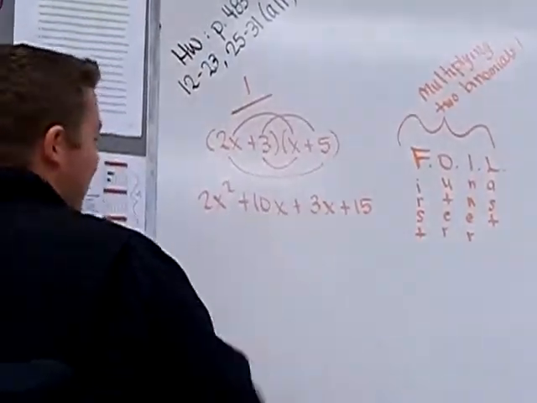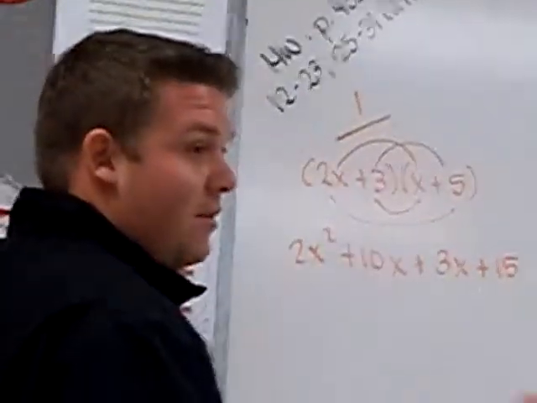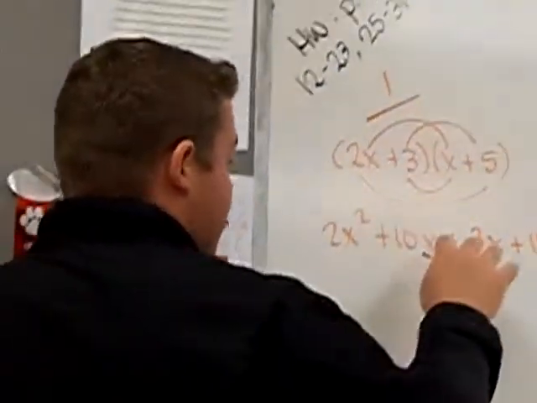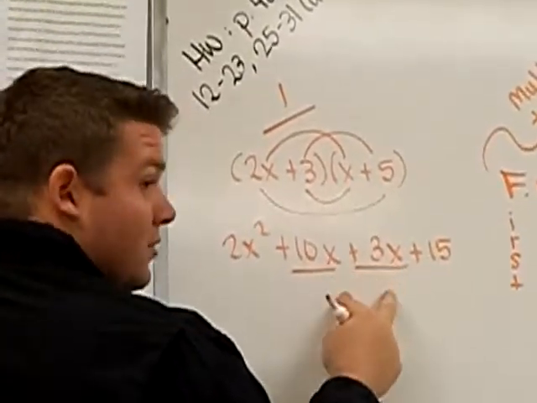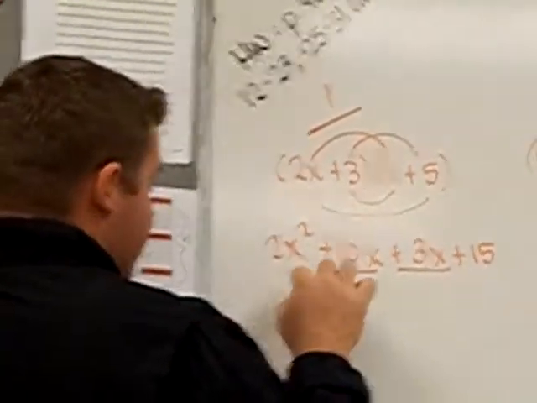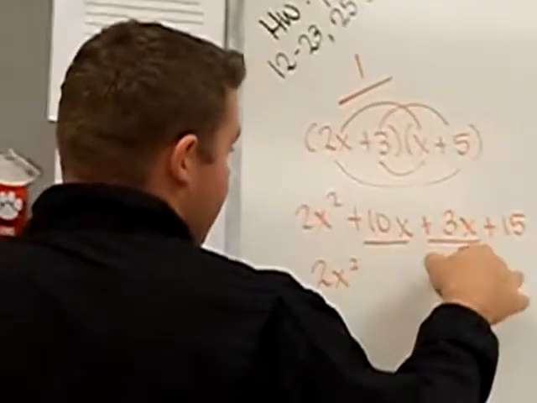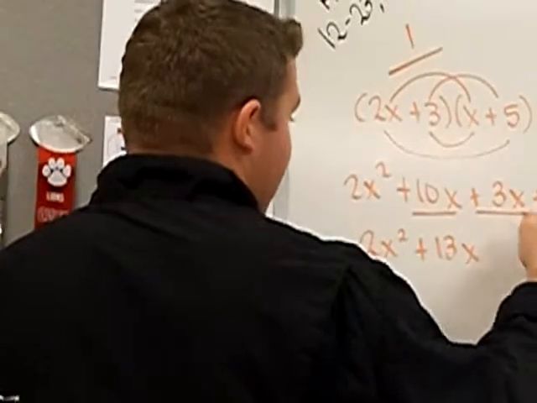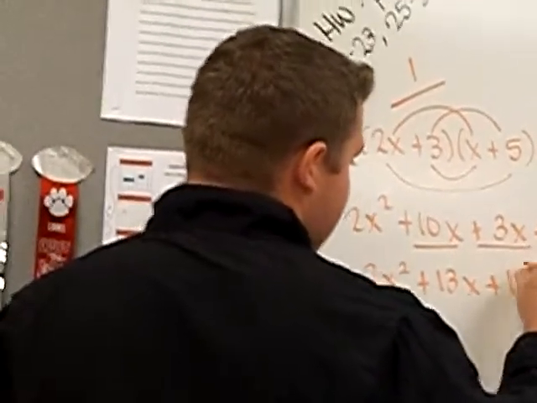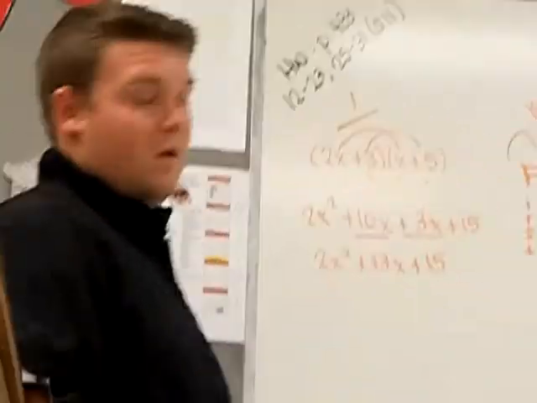All right, so now, once you multiply everything out, combine like terms. We have a 10x, we have a 3x. Those are our only two like terms. So this 2x squared stays 2x squared. 10 plus 3 is 13x, and then we have plus 15. All right, look at this one.